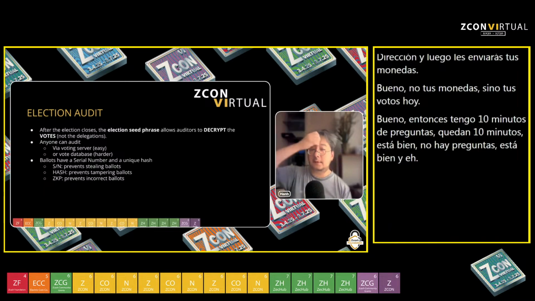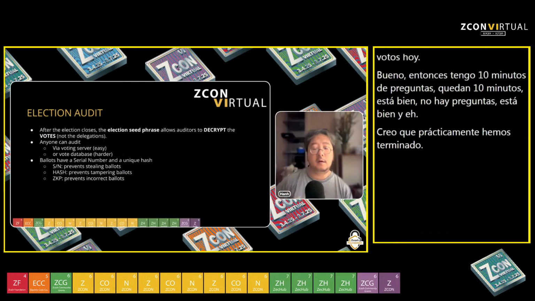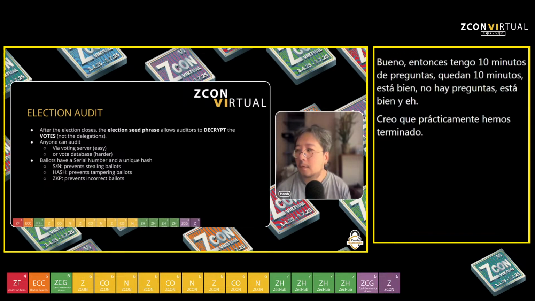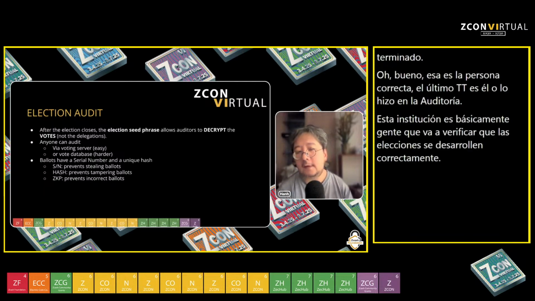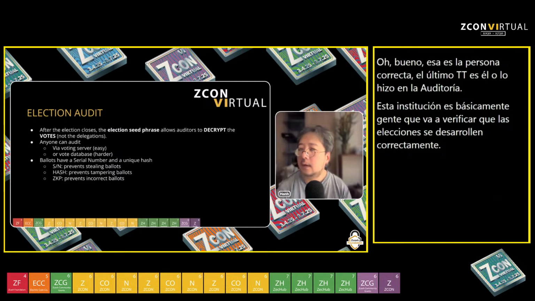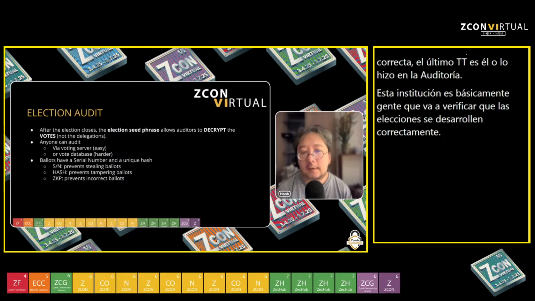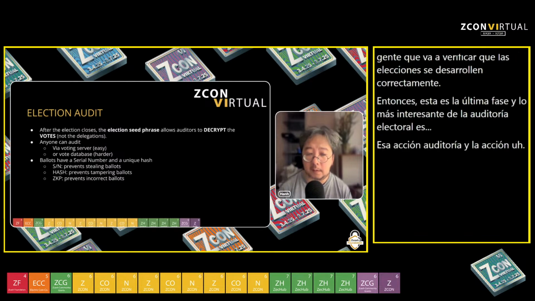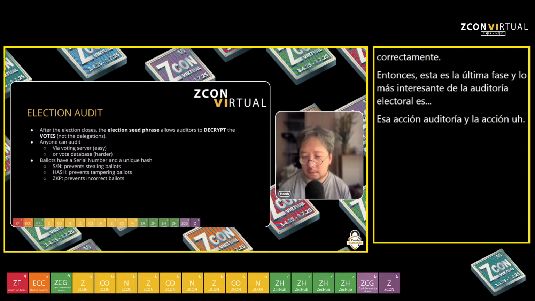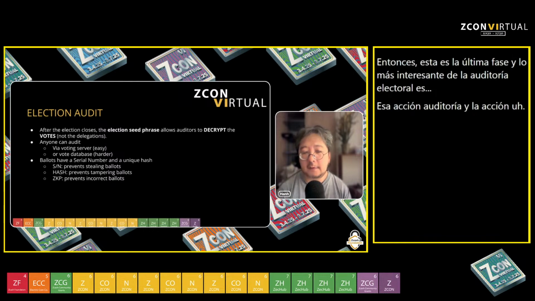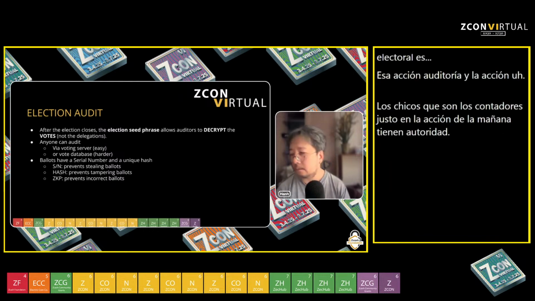Oh, okay, the last one, right? The last entity is the audit. So the audit in this situation is basically people who are going to check that the election ran properly. Okay, so this is the last phase. And the one thing that's interesting about the election audit is that these are the guys who are the counters. In a normal election, you have an authority that goes through the ballots and then opens the boxes and looks at the ballot and then counts.